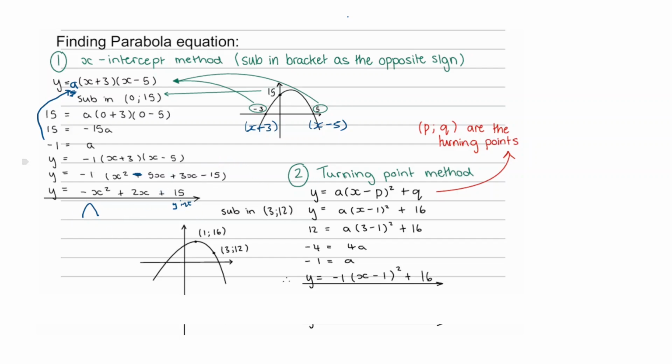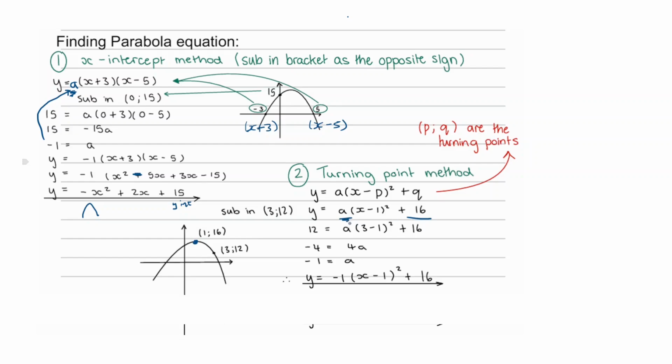The second method is the turning point method. Why would I use this? The minute that I see I've been given a turning point, I'm going to immediately choose this method. Here it is in its basic format. This could be a plus p, minus p. It doesn't matter too much, because when you see the turning point, it's 1, 16. If the x is 1, what's the bracket that gives you 1 as an answer? It's x minus 1. And the 16, the y value at the turning point, is just the number at the end here. Again, I'm just missing one letter.